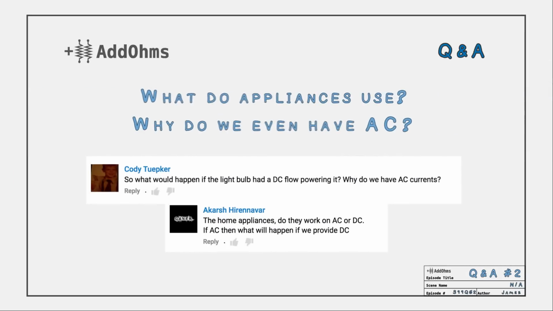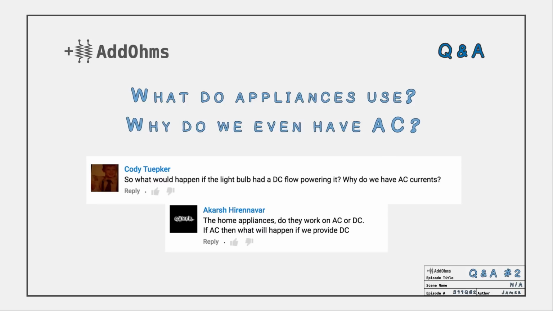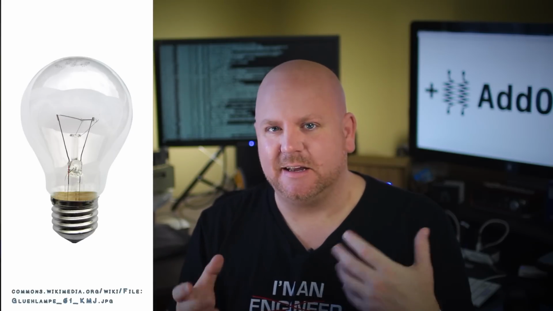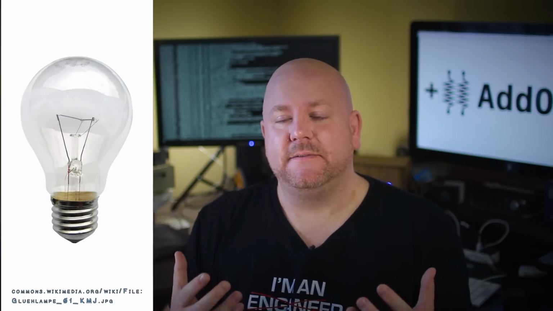All right, the next question comes from Akesh and Cody, and it's pretty common, related to what uses AC and DC and why. For example, Cody was asking if you put DC into an AC light bulb, what's going to happen? For an incandescent bulb with a tungsten filament, the kind that's getting phased out now, it'll actually work. But if you put 120 volts DC on it, it's not really designed to be that hot all the time, and so it'll burn out pretty quickly.